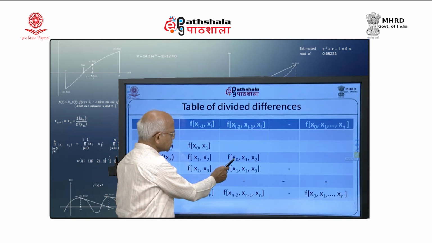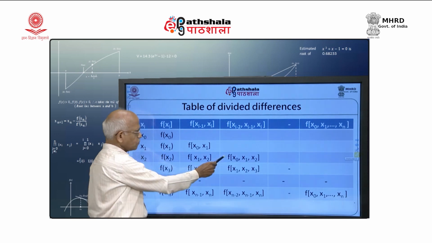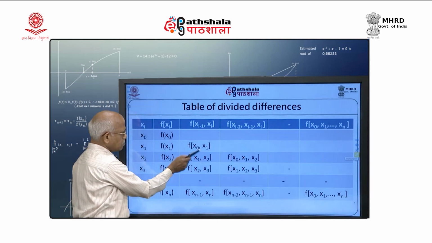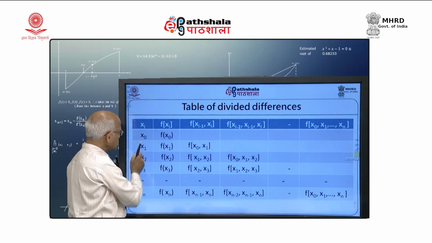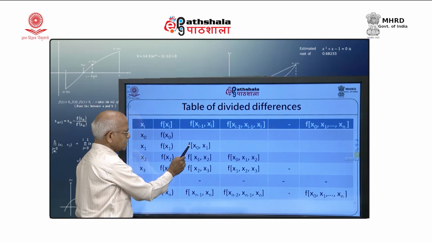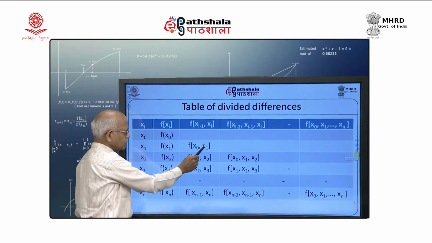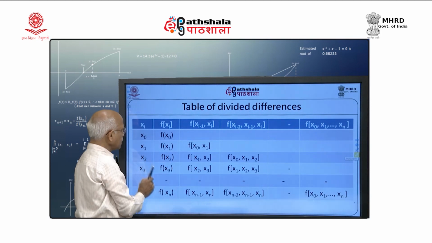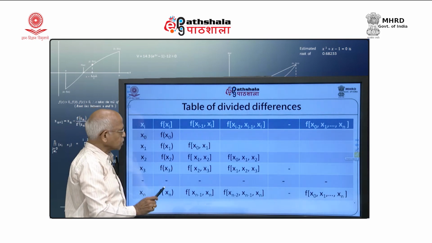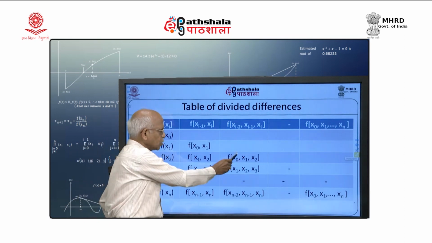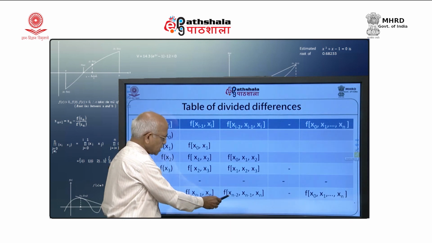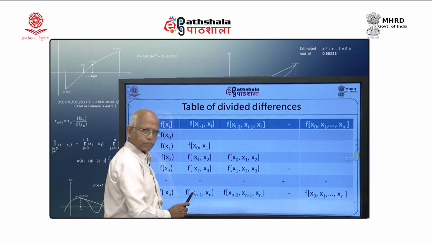So I will be getting here x0, x1, x2, and if I want the value of this, I will get this minus this divided by this minus this. That means we get f[x1, x2] minus f[x0, x1] divided by x2 minus x0. This is what I will be getting as the second order divided difference, and the last second order divided difference will be on x_{n-2}, x_{n-1}, x_n.